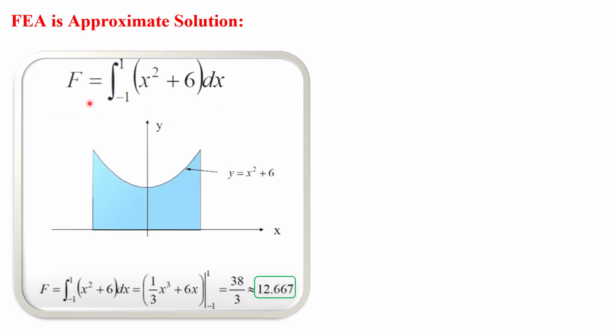Let's say this is the problem we consider: the integration of x squared plus 6 dx. If we consider this is the area, the curve has the formula x squared plus 6. If you do the integration, this will become 1/3 x cubed plus 6x, from minus 1 to 1. If you solve this, you get 38/3, which is 12.667.